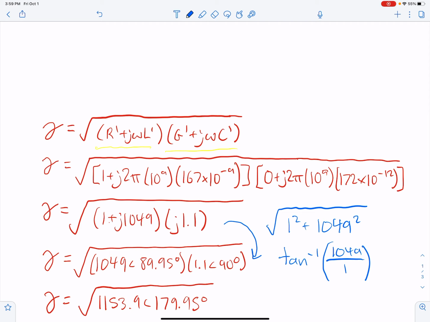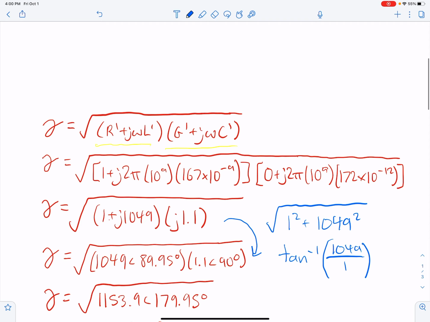Just as a quick review of how to convert to phasor form from this kind of Cartesian form, you can take the square root of both the real and imaginary components squared, and you can take the inverse tangent of the imaginary over the real component to get a phase angle. For here, since we only have an imaginary component, our phase angle is simply 90 degrees.